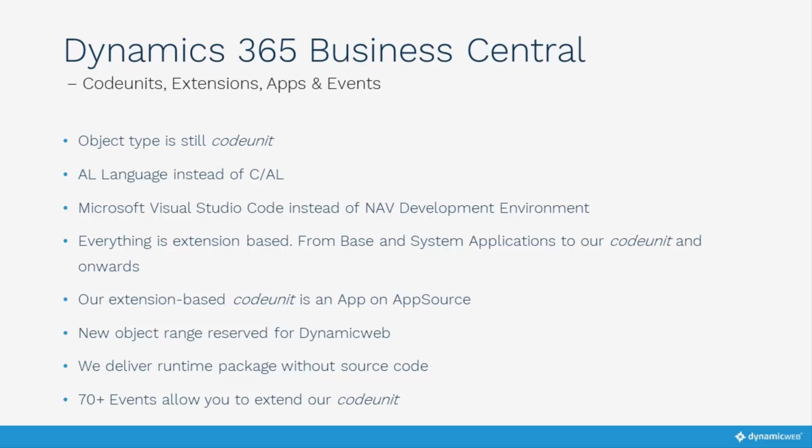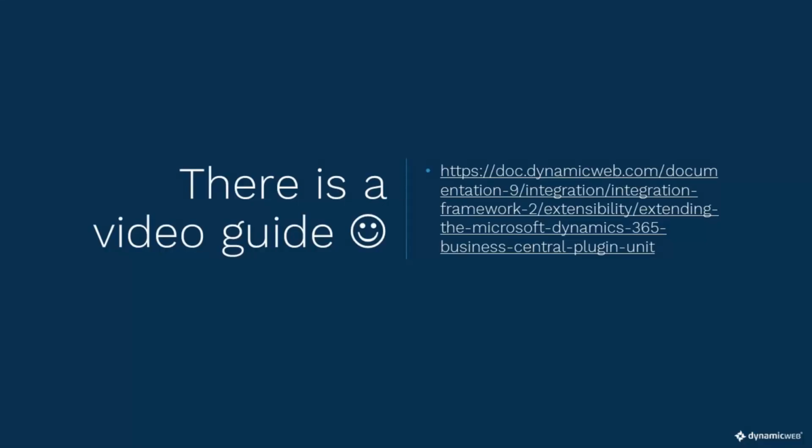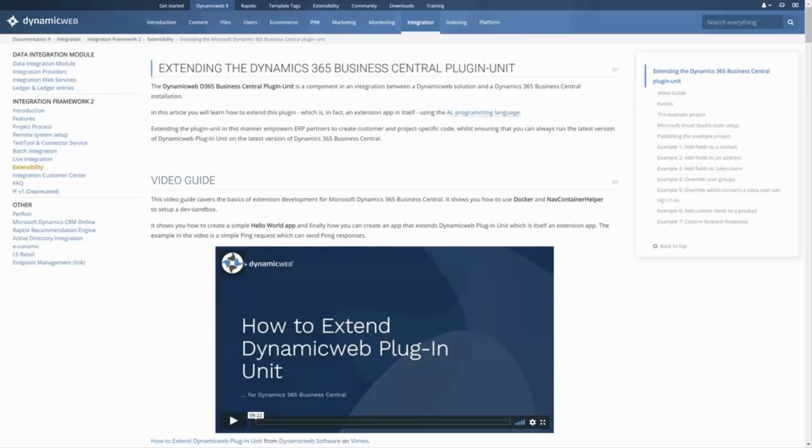If you ever end up in a situation where you have to work with our extension and extend it, then I can tell you that there is a video guide. There's a link here, but you can't click it, so I'll just show you where it's placed on the documentation side. You find the guide under Integration and Extensibility, and that video guide will show you how to create a ping pong custom request on top of our code unit by extending our code unit. And if that is not enough, there's also a written guide underneath that will give you 7 examples of ways that you can alter the standard functionality of the code unit through the use of events.